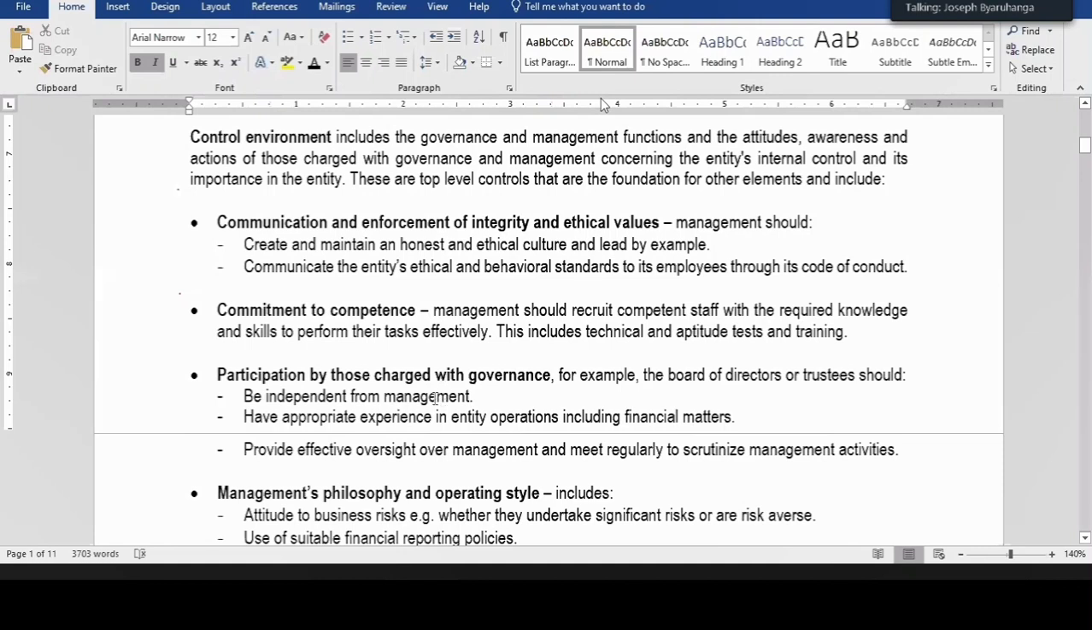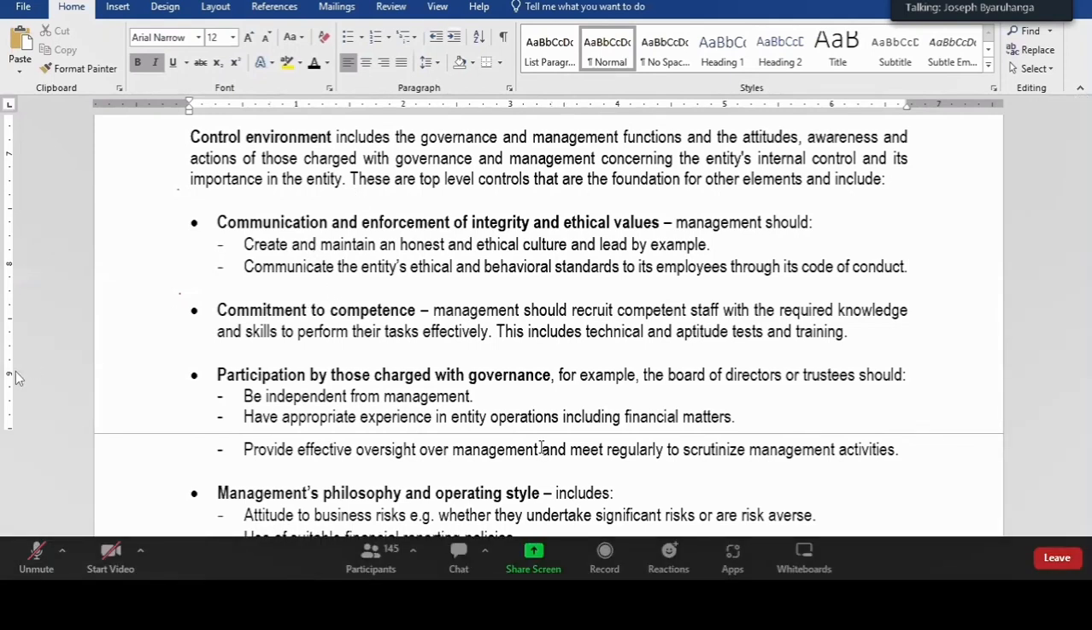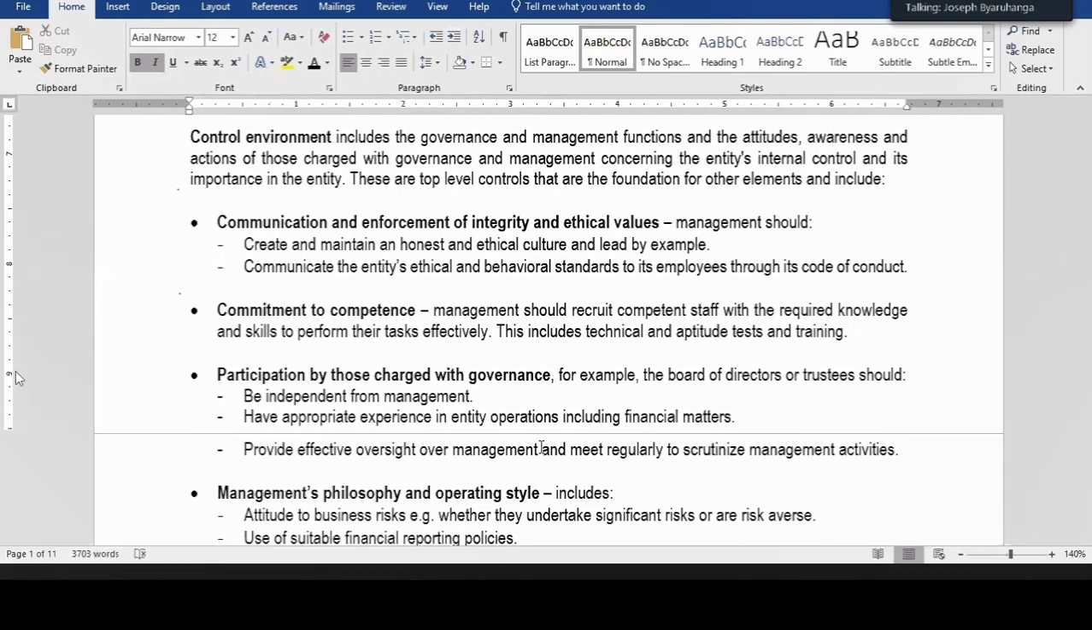What about the participation of those charged with governance, the board? How effective is the board? Is it independent of management? And do the members have appropriate experience? I think you did this one in corporate governance in topic 3. And do they provide effective oversight over management? Are they actually in charge of the company, or do they simply meet for allowances? When they meet, they scrutinize management activities and guide management. That was covered under corporate governance.